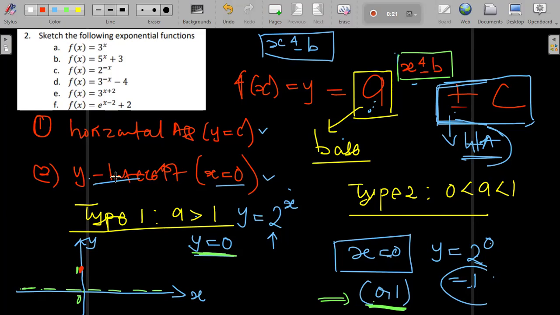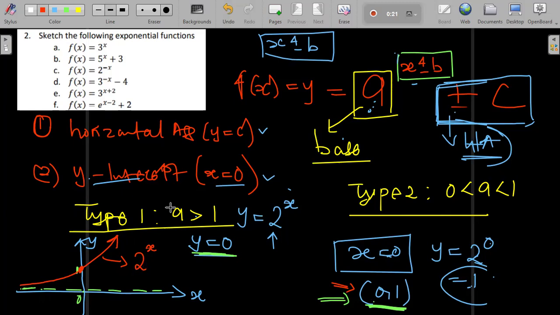Okay, so for a type 1 graph, it always starts from here down, and then it comes up like that. So it's a graph that never touches this horizontal asymptote in green, but it has to pass through this point, the 0, 1, and then it goes up like that. So this here we're going to say is the graph of 2 to the power x.